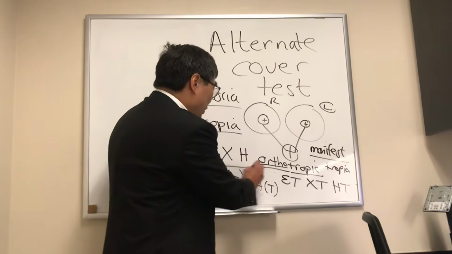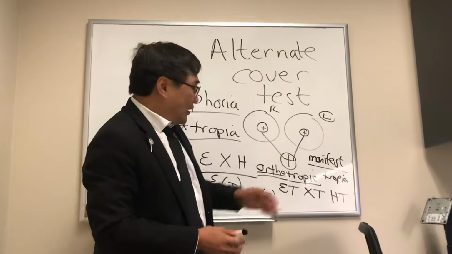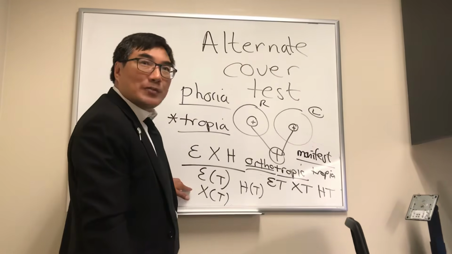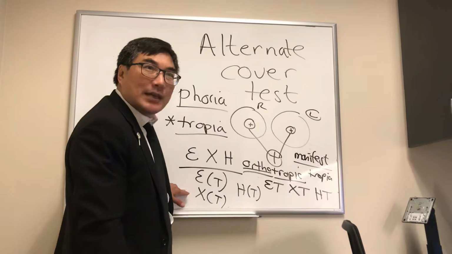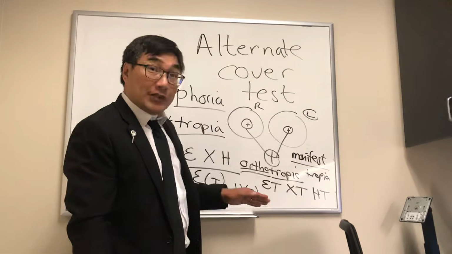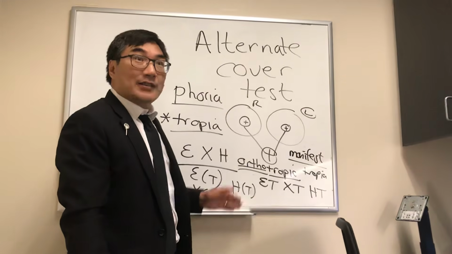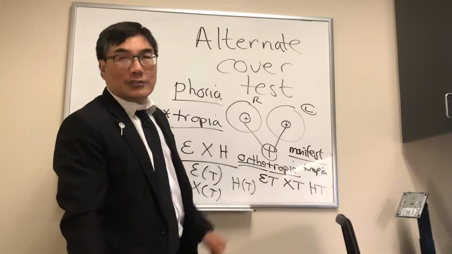So patients with phoria don't have double vision. Patients with manifest tropias have diplopia, and patients with intermittent tropias have intermittent diplopia. And you need to be able to tell the difference between a tropia, a phoria, and an intermittent tropia using the cover test and the alternate cover test.